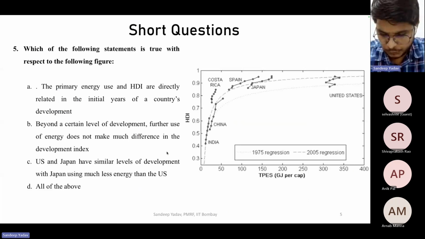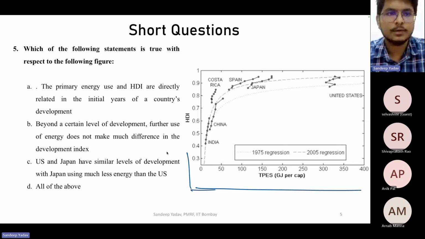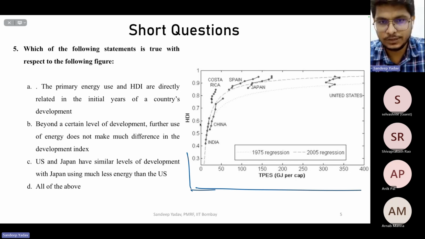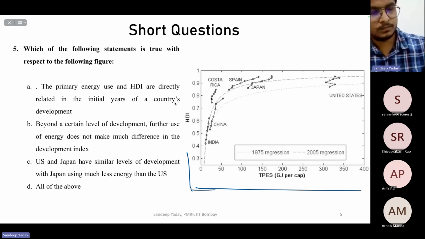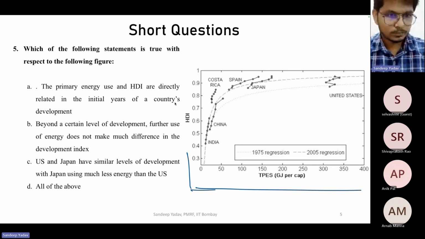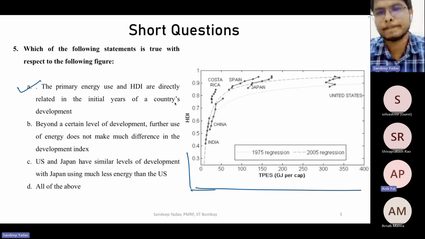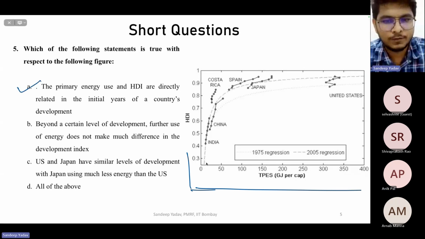This graph I've shown you. Which of the following statement is true with respect to the following figure? You have already seen this figure. Now, the primary energy use and SDIs are directly related in the initial years of the country's development. Is it true? Yes, it is true. If you see initial primary, this is a total primary energy supply. So the primary energy use and SDIs are directly related in the initial years.